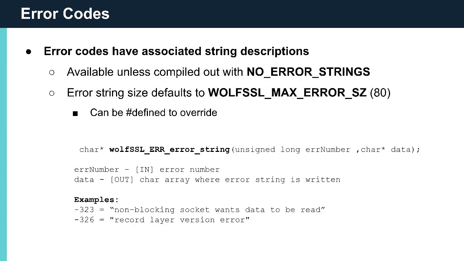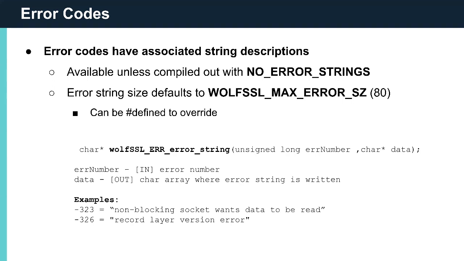We also have associated string descriptions with an error code, since sometimes the error code itself is not very descriptive. These are available to you unless you explicitly compile out the strings. Sometimes people want to do that to reduce the footprint size of the library. If you do want to compile out error strings, you would define NO_ERROR_STRINGS. The error string size defaults to a maximum of 80 bytes or 80 characters. You can define this if you need to override it for some reason, but most people aren't going to need to do that.